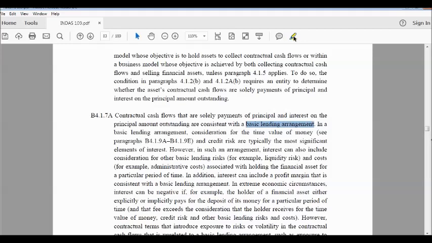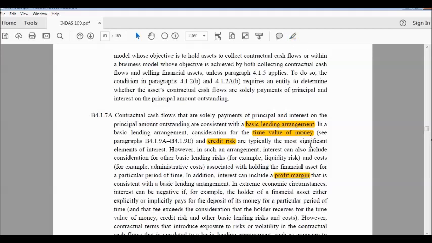In a basic lending agreement, consideration for time value of money and credit risk are typically the most significant elements of interest. However, in such an arrangement, interest can also include consideration for other basic lending risks and costs associated with holding the financial asset for a particular period of time. In addition, interest can include a profit margin that is consistent with the basic lending agreement or arrangement.